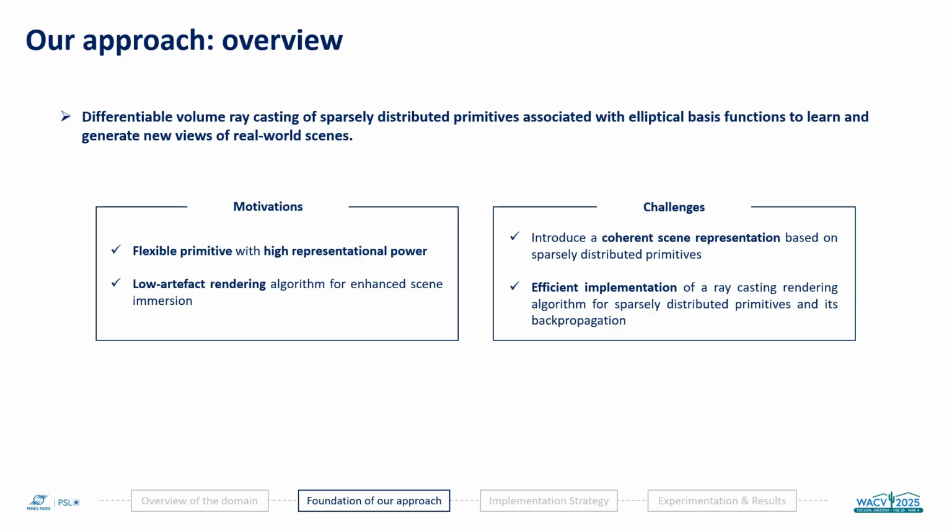The interest in this approach is twofold. Elliptical basis functions can efficiently adapt to the geometry of the scene, and raycasting of these primitives, provided sufficient sampling, promises to produce minimal artifacts. However, we need to find a consistent way to introduce this type of primitive and implement an efficient rendering method capable of enabling the fast rendering of such primitives.